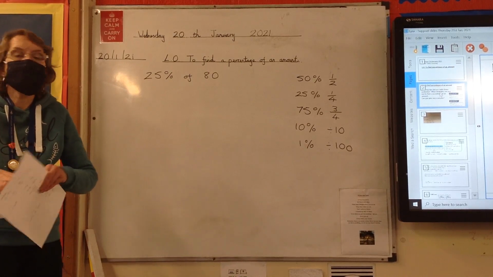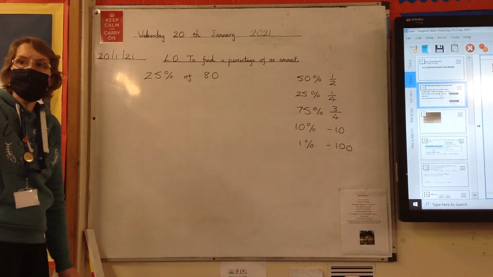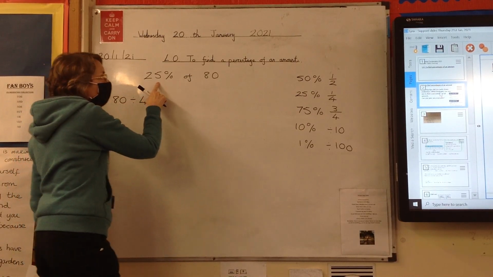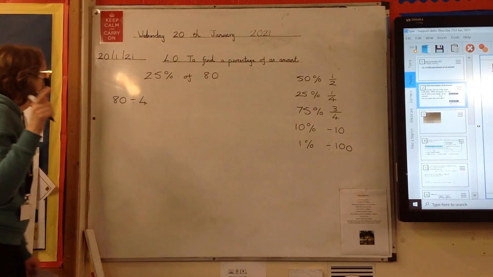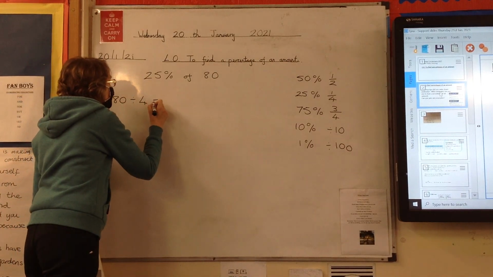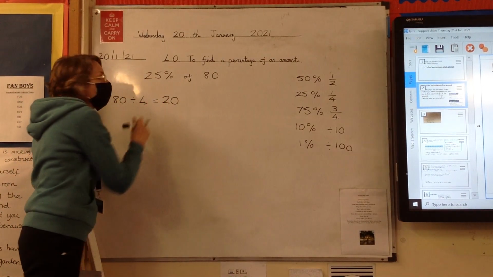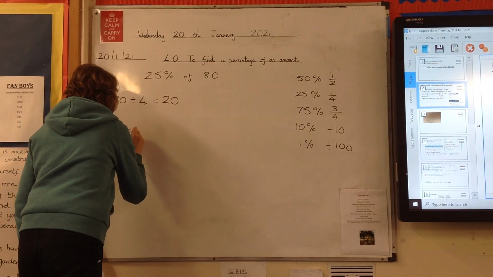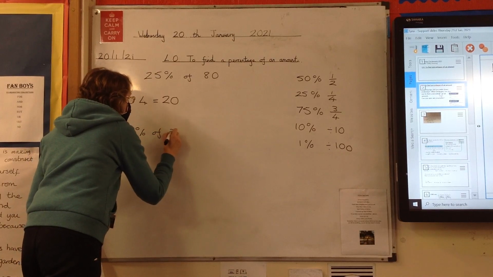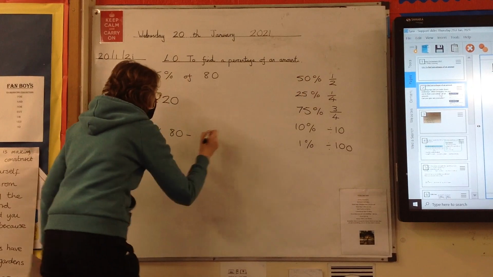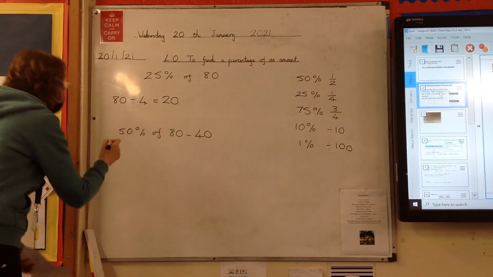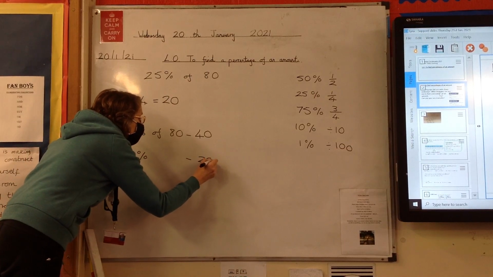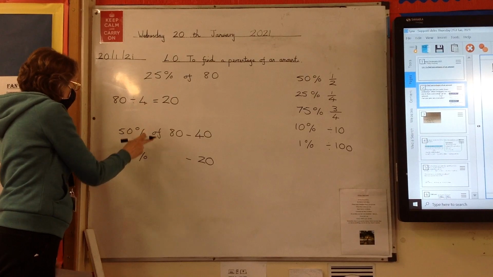Good. Right, well done. So, let's have a look at the different methods. I'm going to start off with the method from over here. We had 80 divided by 4, because we're finding 25%, we're finding a quarter. So you're dividing by 4, which is 20. Then over here, someone found 50% of 80. We all know that 50% is a half, so that's 40. But we need 25%, which is half again, which is 20.